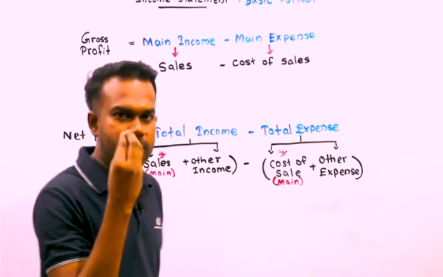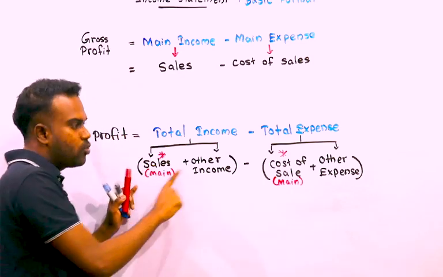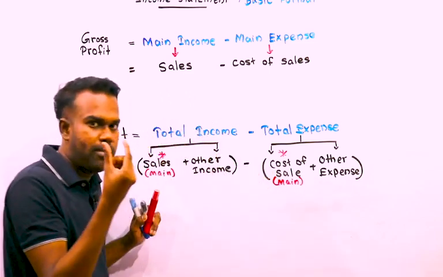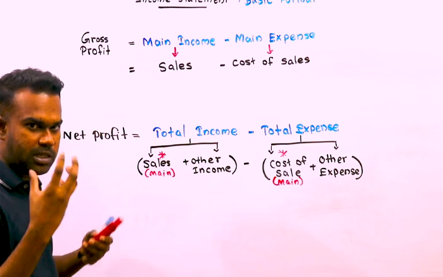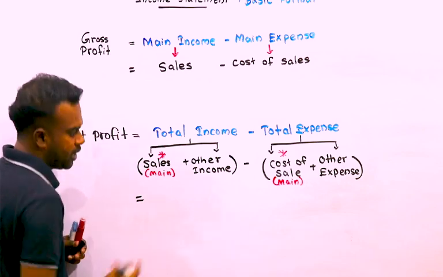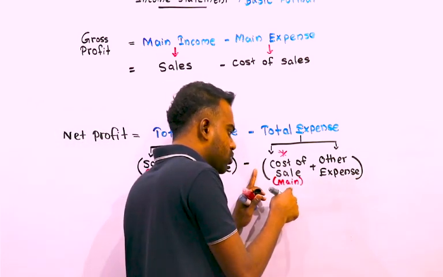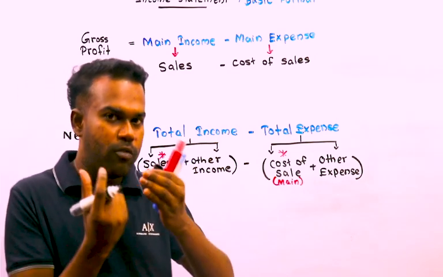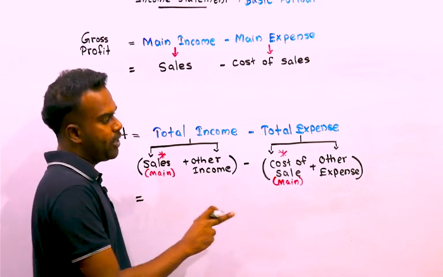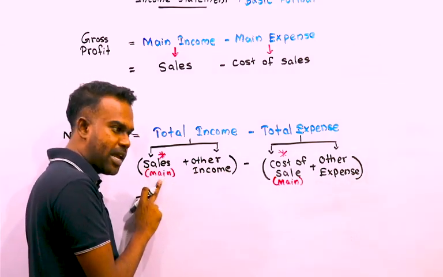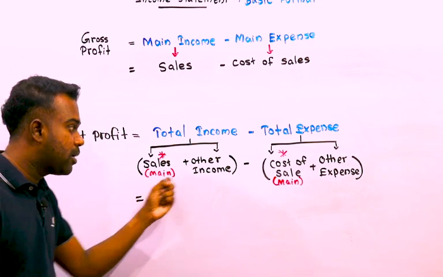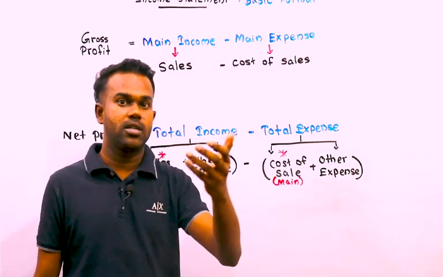Can you tell me just one word instead of these two? Instead of writing sales minus cost of sales, main expense, can you tell me one word? One word for two words, one concept. What is the meaning of sales minus cost of sales? What? Hey, look at here.